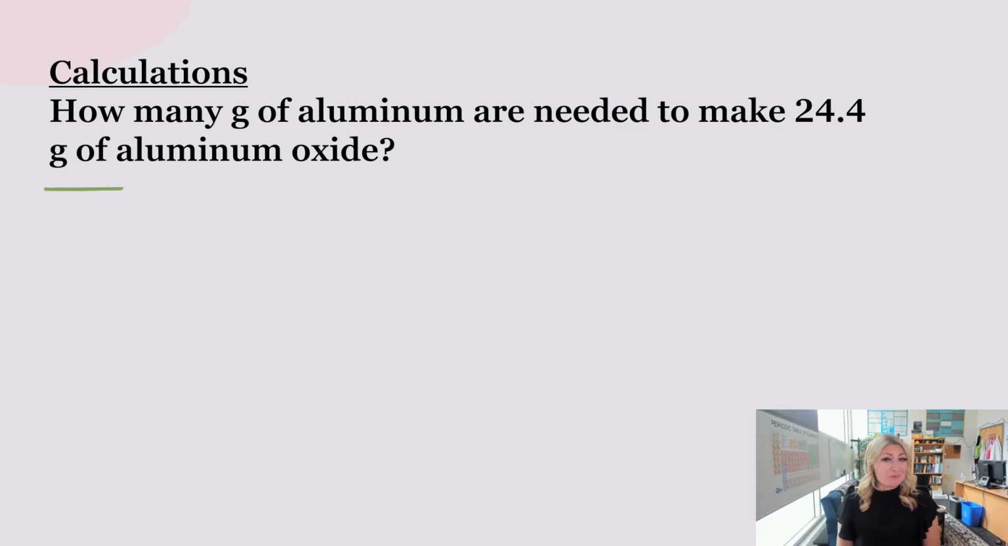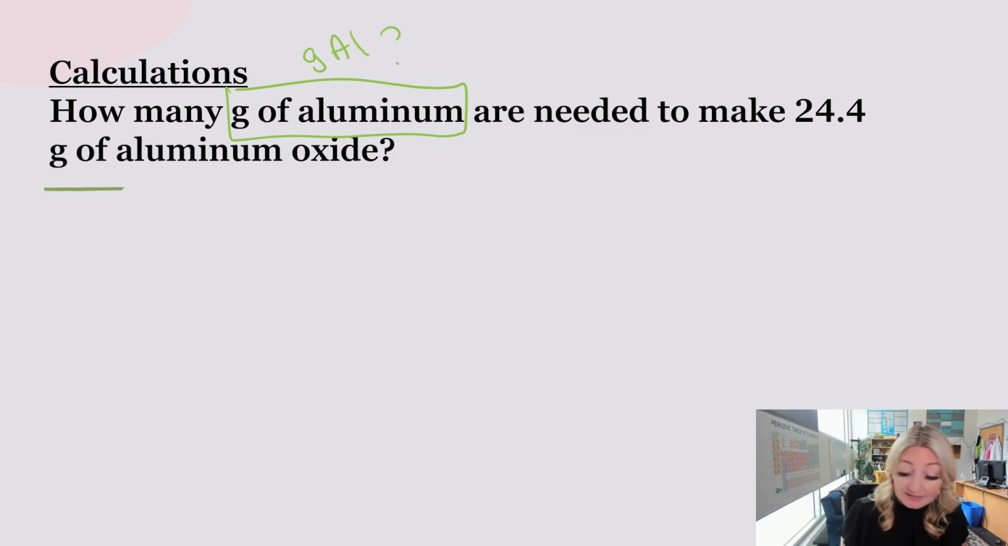I feel like that last one was deceivingly easy, so let's take a look at the most difficult stoichiometry problem I can come up with right this second at your skill level. So this is as bad as it will get for stoichiometry. Are you ready? Let's dig in. How many grams of aluminum, so they want me to find grams of aluminum, that's unknown, are needed to make 24.4 grams of aluminum oxide.